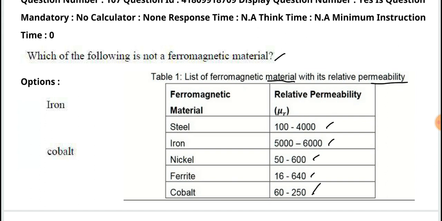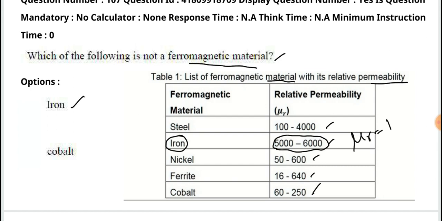Steel will have a relative permeability from 100 to 4000, iron 5000 to 6000, nickel 50 to 600, ferrite 16 to 640, cobalt 60 to 250, and the relative permeability of air is nothing but 1. So from this you can see iron will have the maximum relative permeability. Now the question is, which is not a ferromagnetic material?